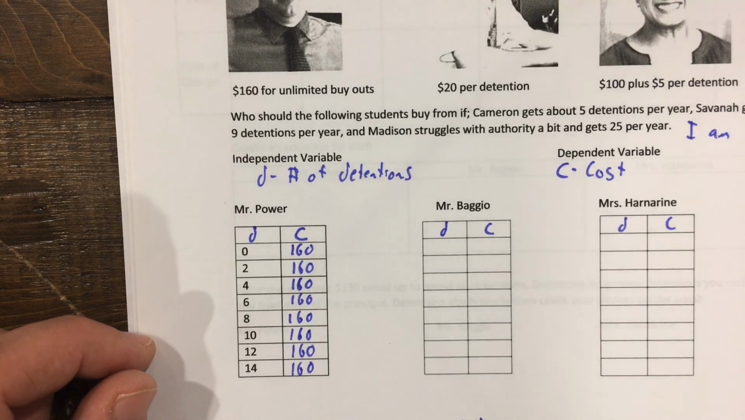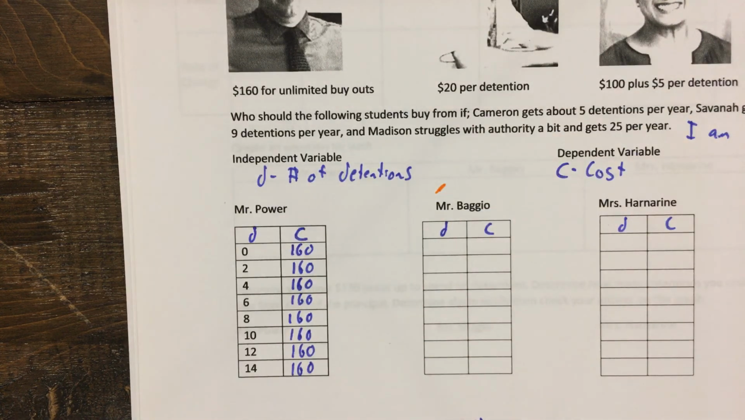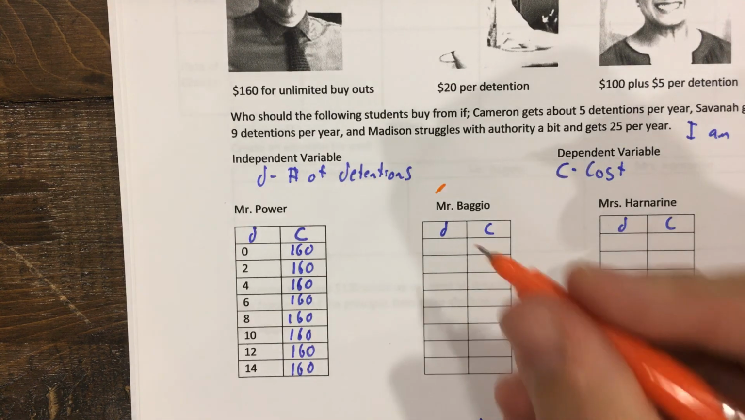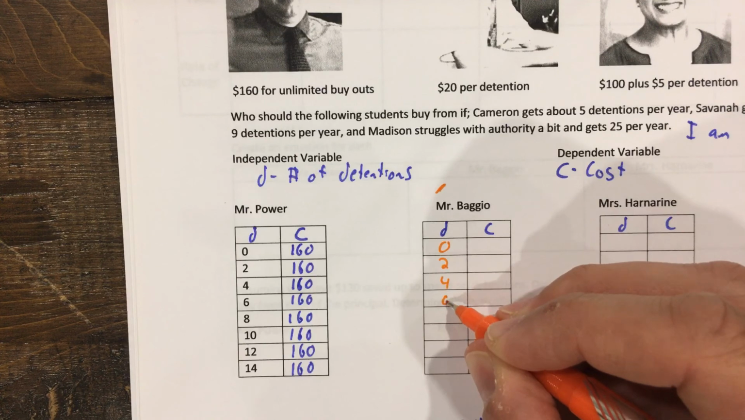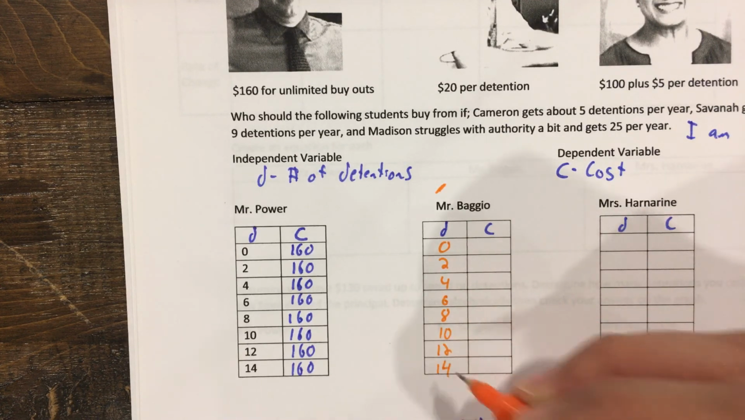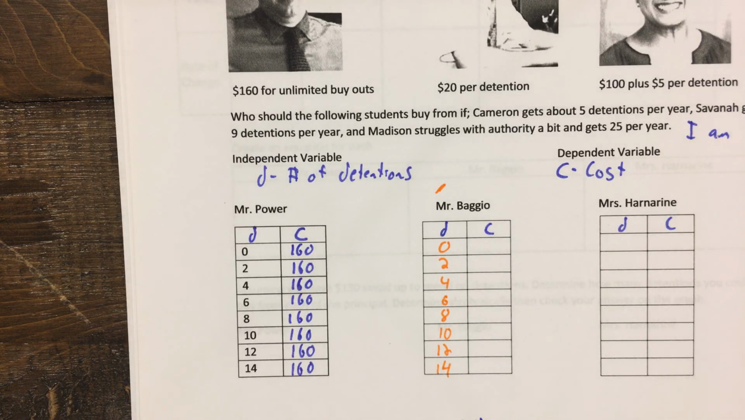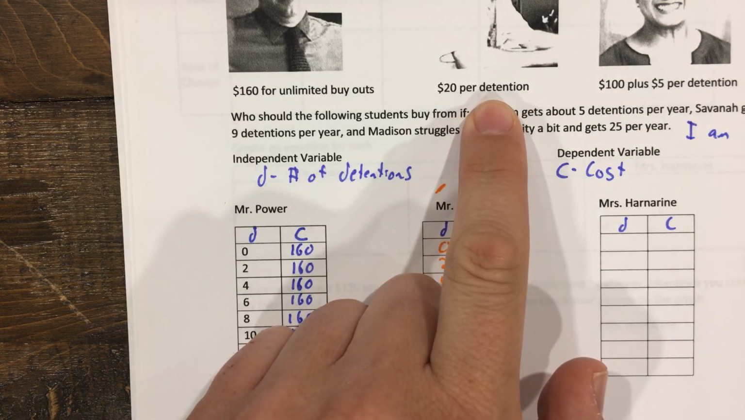Okay? So now let's use, I believe orange will show up for Mr. Baggio. Yes, that shows up. Okay, so Mr. Baggio, well, we're going to put the same amount of detentions down. 0, 2, 4, 6, 8, 10, 12, and 14. So Mr. Baggio, it does depend, okay? He is $20 per detention.